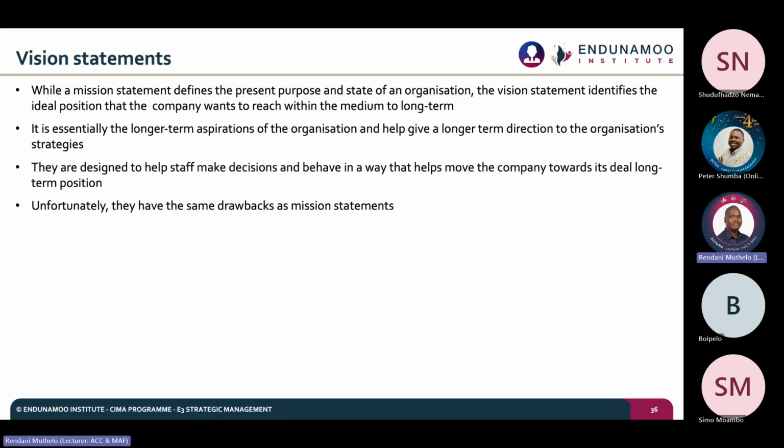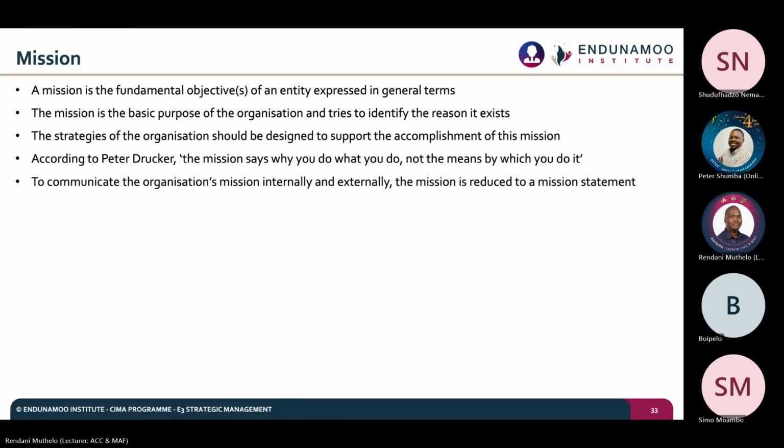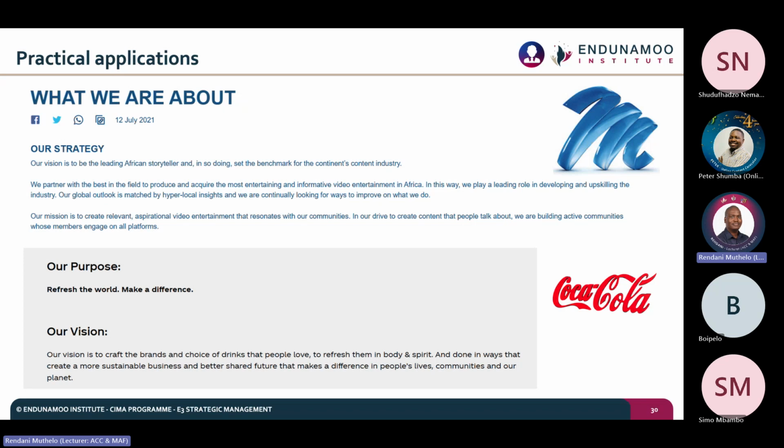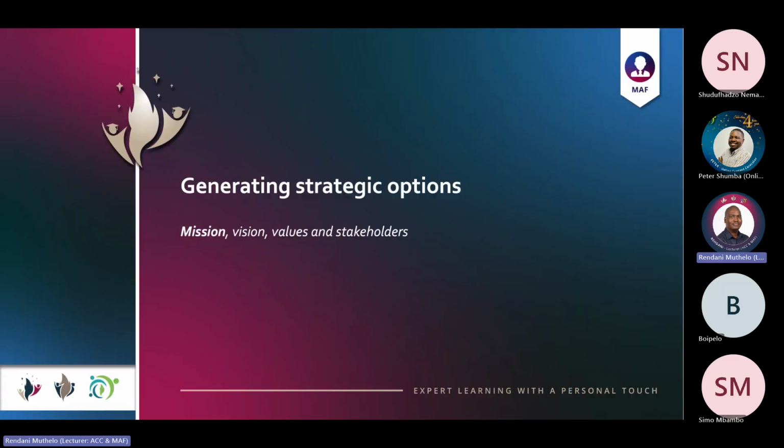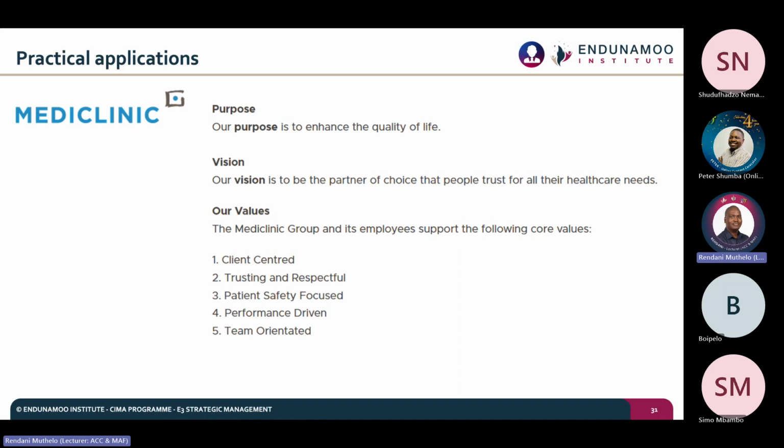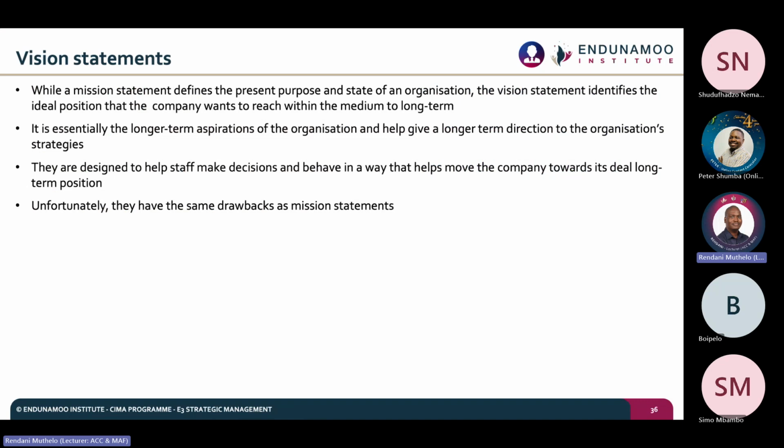What about the vision? The vision, on the other hand, is what? It takes a forward-looking view, it's our aspiration. So we are busy defining our ideal position that we want to reach, maybe in 5 years' time or in 10 years' time. We want to be the leading African storyteller. We want to craft brands and choice of drinks that people love to refresh them in body and spirit. We want to be a partner of choice that people trust for all their healthcare needs. So it is an ideal position that the company wants to achieve, our aspiration.